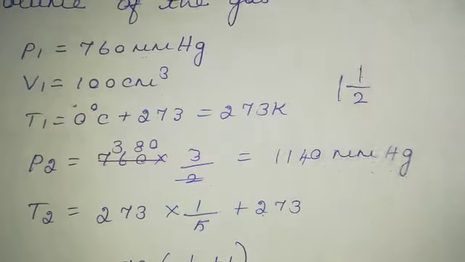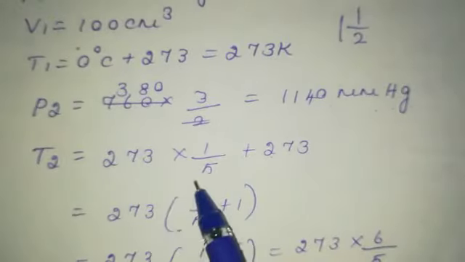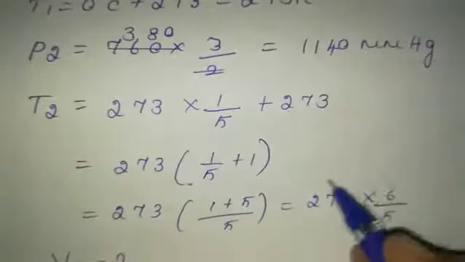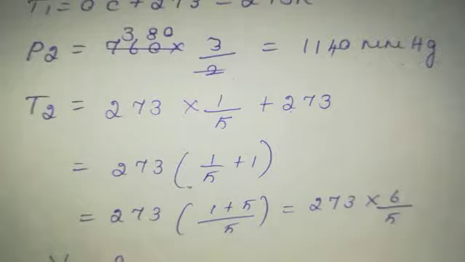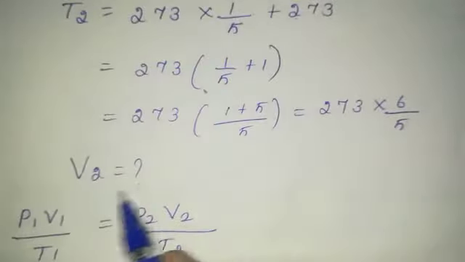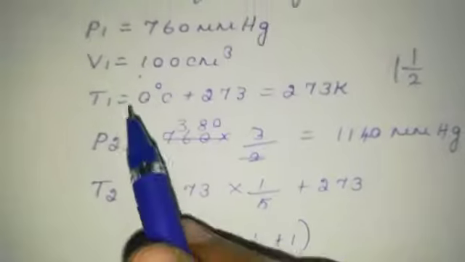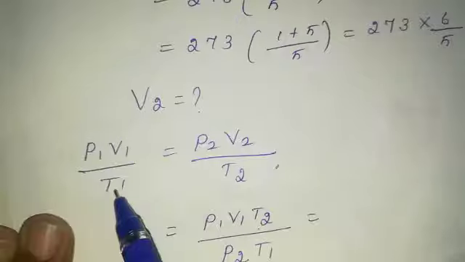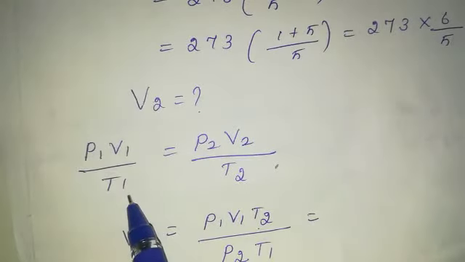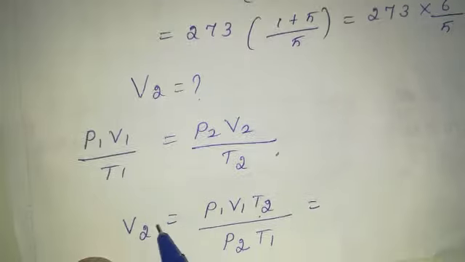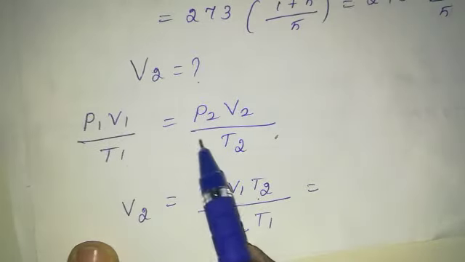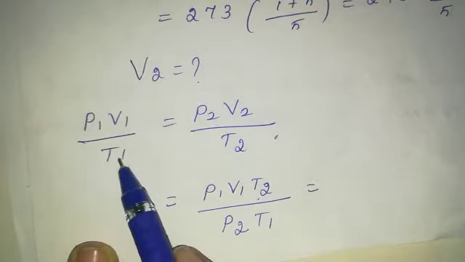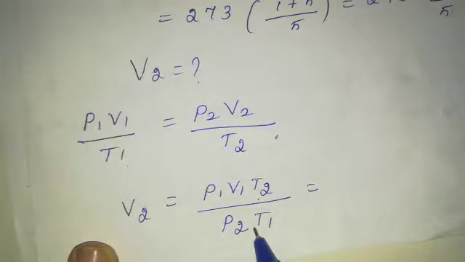Now the temperature, 273 into 1 by 5 plus 273, that is what we have done. The final value you get here is 273 into 6 by 5. Now we are supposed to calculate the V2 value. You know the gas equation: P1 V1 divided by T1 equals P2 V2 by T2. We are supposed to calculate V2, so cross multiplying, you get V2 equals P1 V1 T2 divided by P2 T1, because T1 and P2 come in the denominator.